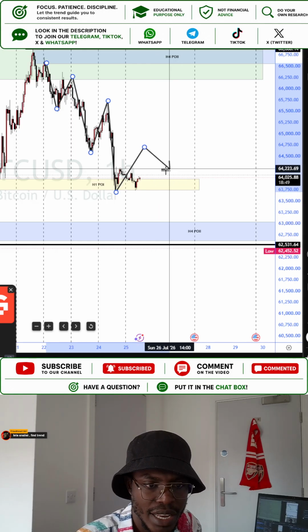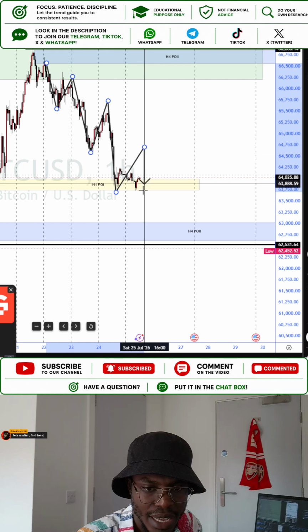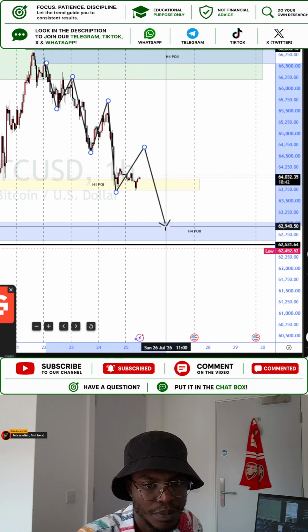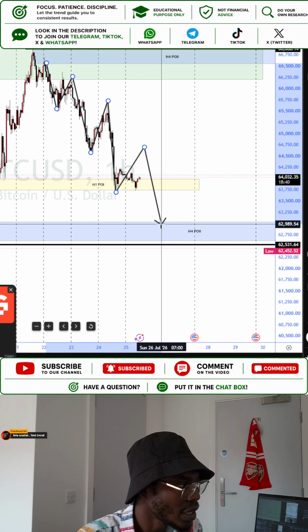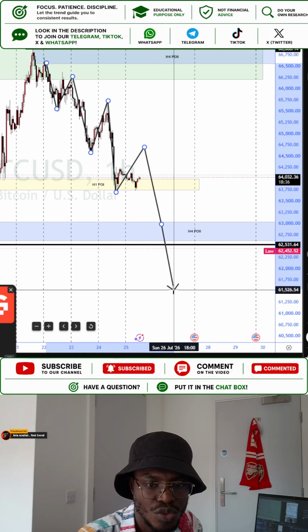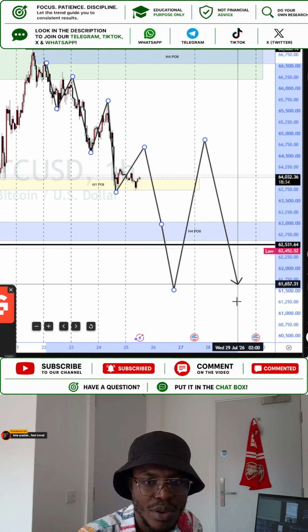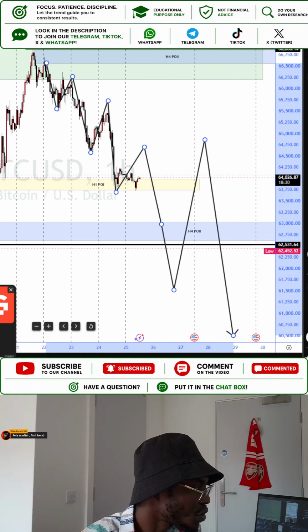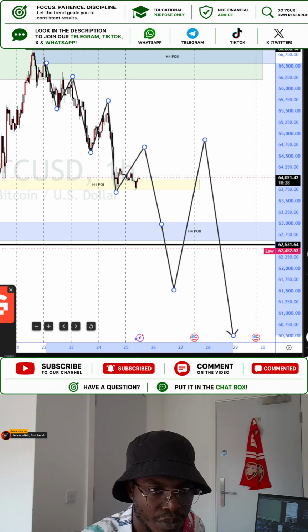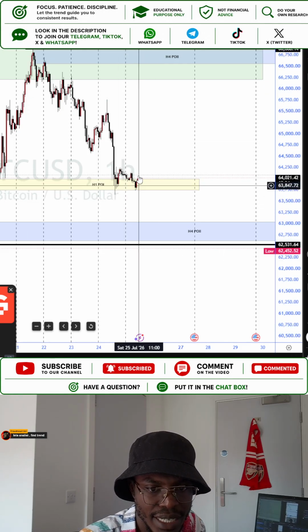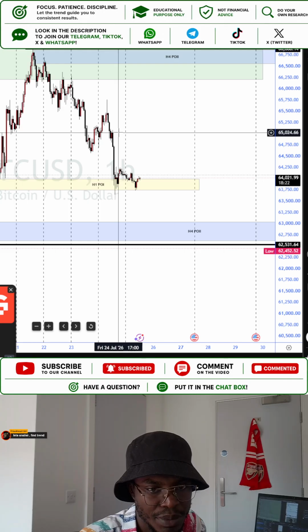So it can either form a lower high and break through, or come to the 4-hour supply zone and then move up, or come here, break through, and then move up, and then we see a move downwards. So those are decisions that you have to make as a forex trader. However, how do we know that this thing can pull to the upside?